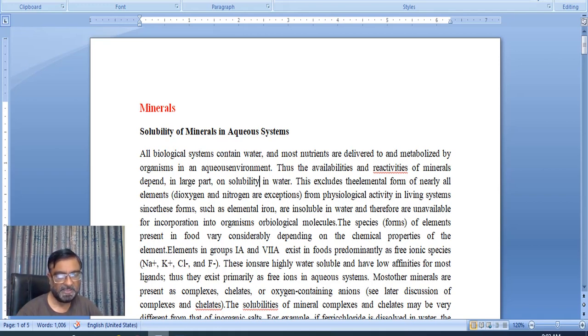So each food item will have a different nature and different amount of elements, but most of these elements belong to groups 1A and 7A and exist in foods predominantly as free ionic species. For example, sodium ions, potassium ions, chlorides, fluorides. These are available in food items in variable amounts and have variable water solubility. That will depend upon the affinities of the ligand groups in these minerals.